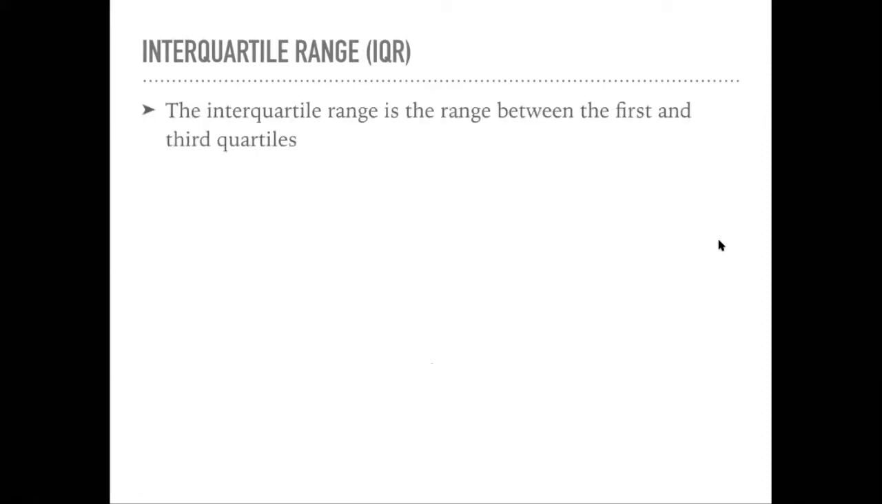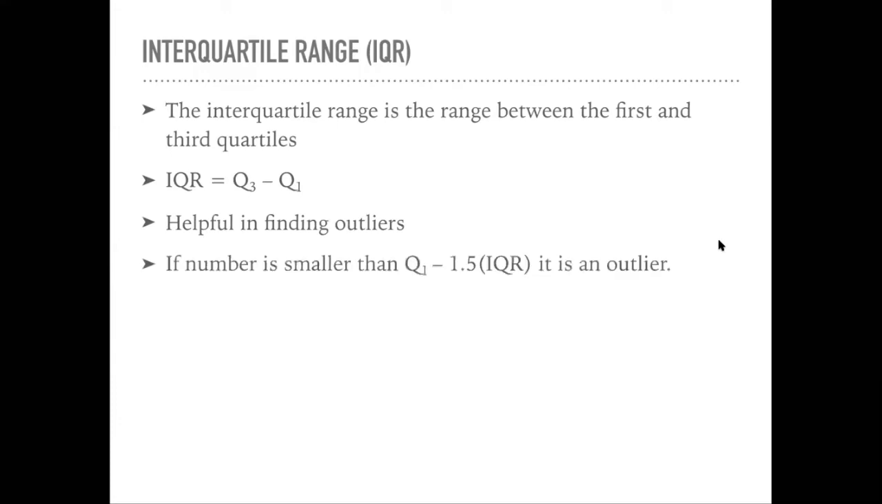Sometimes it's useful to talk about the interquartile range. This is the distance between our first quartile and our third quartile. So the interquartile range is abbreviated as IQR, and that is our third quartile minus the first quartile. This is helpful in finding outliers in case you were interested in identifying if something was an outlier. So if a number is smaller than our first quartile minus 1.5 times the interquartile range, then it's an outlier. If a number is greater than our third quartile plus 1.5 times the interquartile range, then we can consider it an outlier.